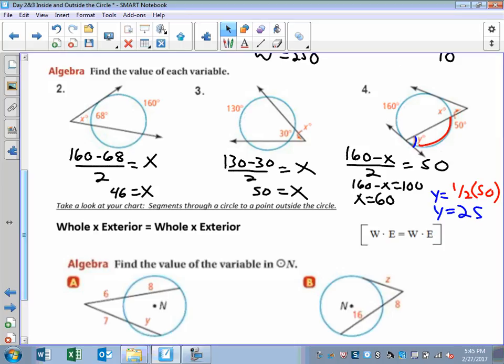Okay, so that's all for this part of the lesson, for this video. That's how you find angles and arcs outside of the circle. Okay. The next part of the lesson, we'll be looking at finding segments through a circle to a point outside the circle.